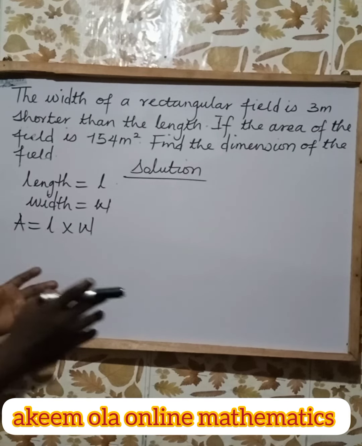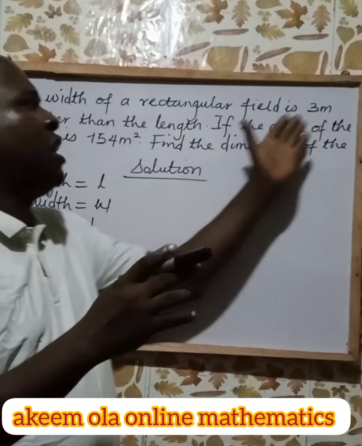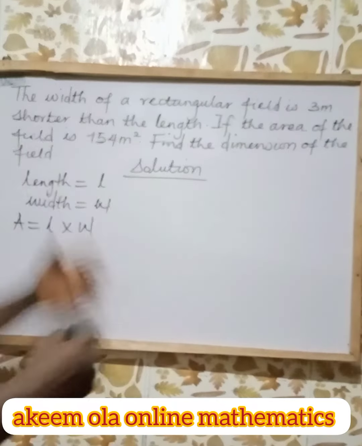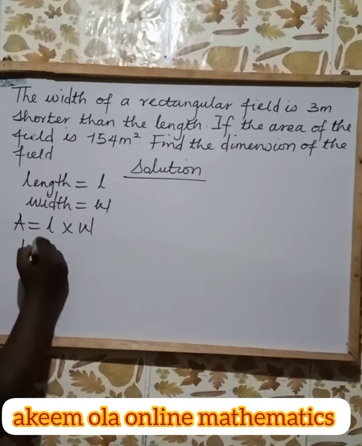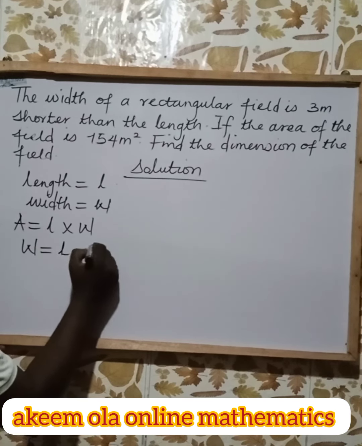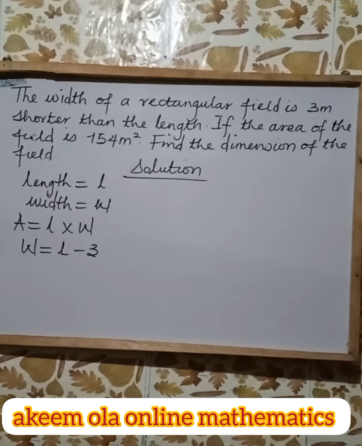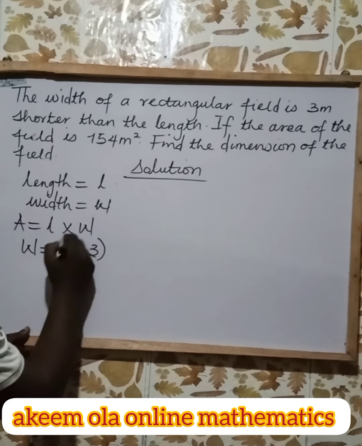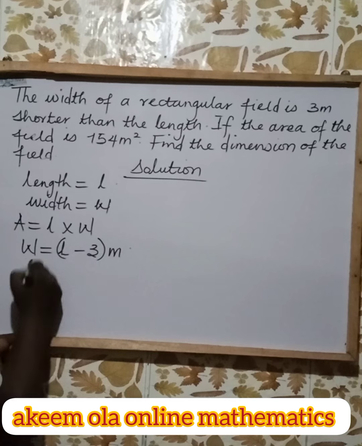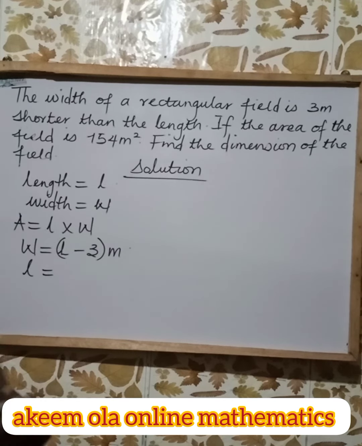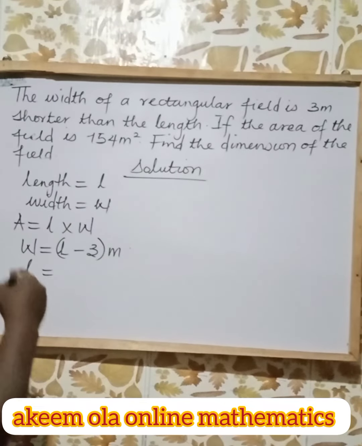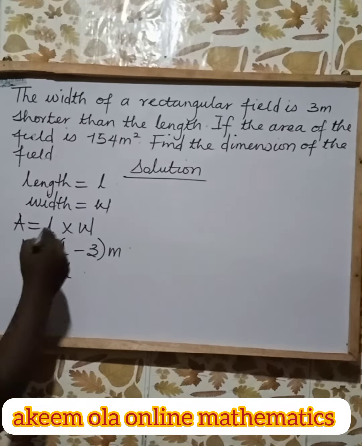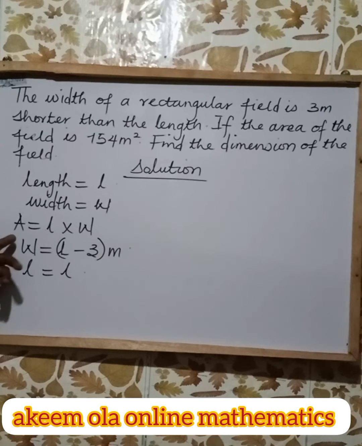But from the first sentence, we are told that the width of the rectangular field is 3 meters shorter than the length. That means we are going to have our width equal to L minus 3. That is our width, in meters. Then our length will still be represented with L. So we have that one length. From this, remember we said area is equal to length times width.